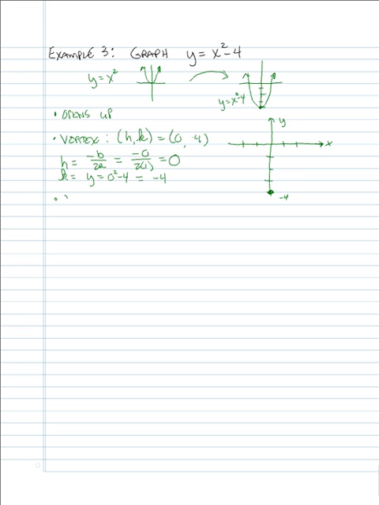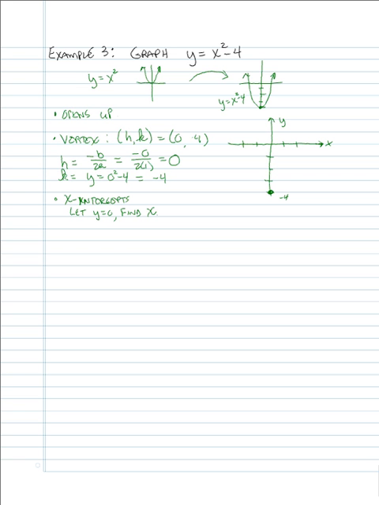And so we already know that the y-intercept is (0, -4). That's where the vertex is, and it's on the y-axis. But for x-intercepts, remember we let y be equal to 0, and we solve for x.